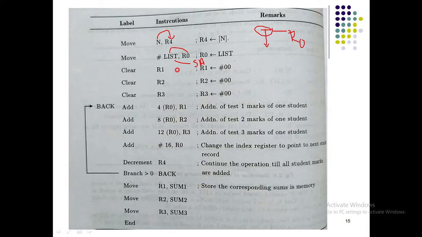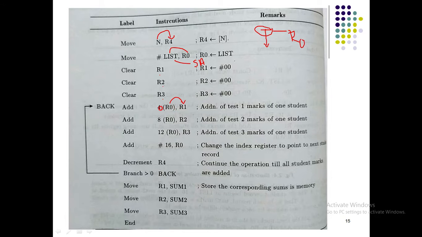Okay. Next, what is the next thing now? We will be doing our operations in R1, R2 and R3. That's why we are clearing them with 0. Right. Next, we will be adding. So addition of test 1 marks of 1 student. Whatever the R0 value will be there, that R0 value will be added with your R1 value.